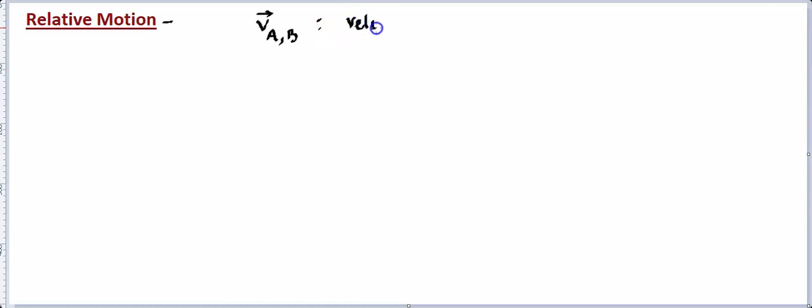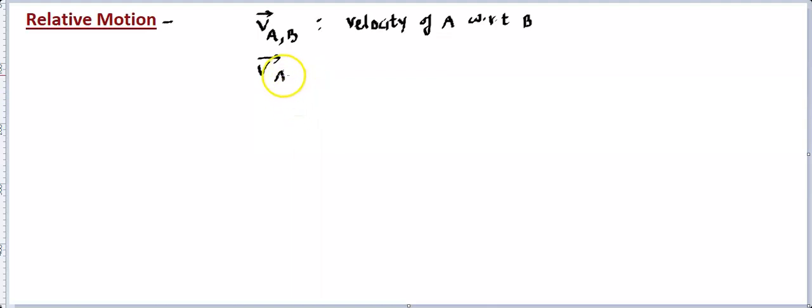It indicates the velocity of the object A as per, or with respect to, the frame of reference B. So in short, we write A with respect to object B. With respect to B, what is the velocity of A? That is given by this notation. Sometimes you might get this kind of notation as well, V A slash B. We will also consider the same meaning for this. That means the first letter talks about the object we are considering, the second is the frame of reference, right?